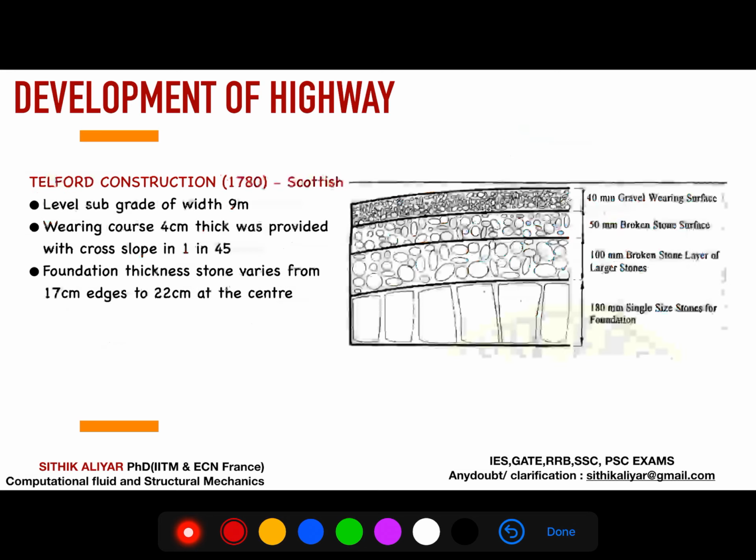Next, another guy called Telford, a similar engineer during the same time as Trésaguet, but he is a Scottish engineer. What he introduced is a layer of aggregates. Initially no layer was formed, it was just a filling of rocks, but he introduced a layer of aggregates first, and he has a level subgrade. You can see the subgrade is very level, but at the top they have maintained a slope of 1:45 for drainage purposes, similar to the gradient introduced by Trésaguet.